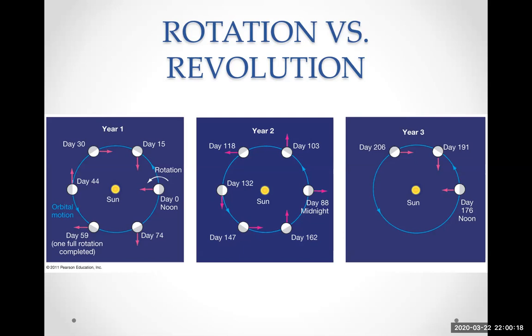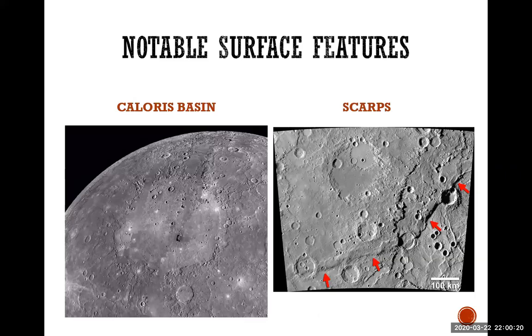But it turns out, kind of going back to this idea of evidence for formation, 2 of the most noteworthy things on Mercury are what we call the Caloris Basin and scarps. And what I want you to notice is that the Caloris Basin here on the left, if you use your imagination, you can see that I'm tracing out a circular shape. And that circular shape corresponds to an ancient impact that occurred on Mercury's surface.